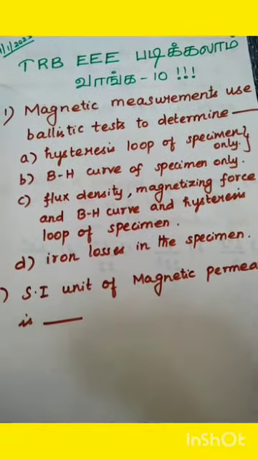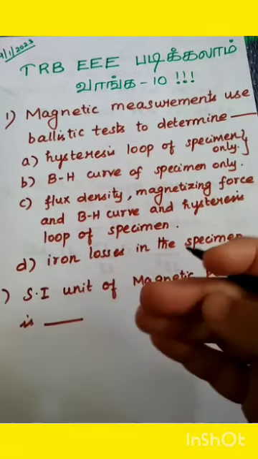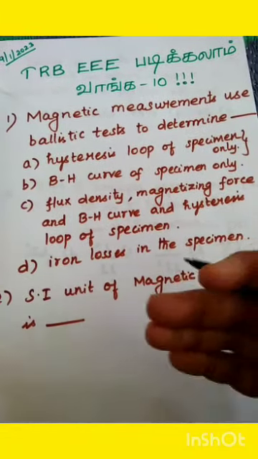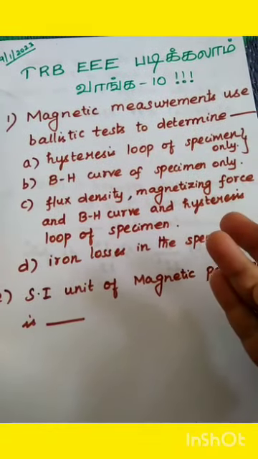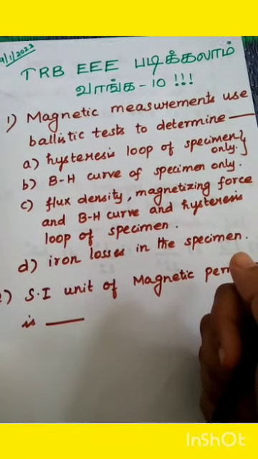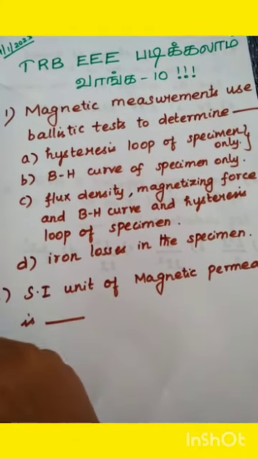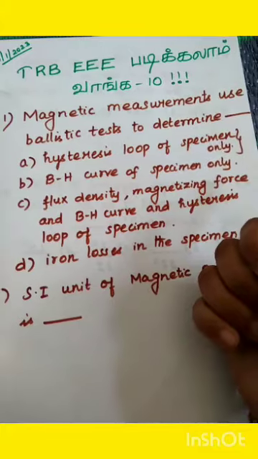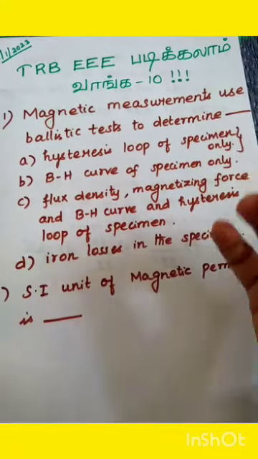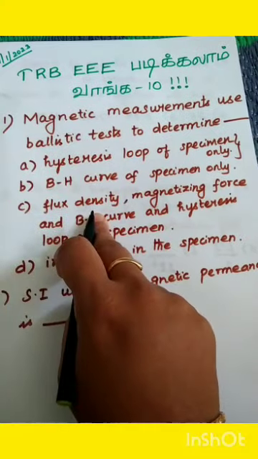The magnetic measurements are things like the flux density, the BH curve, hysteresis loop, and the magnetizing force H. Everything is done by tests like DC test, AC test and steady state test. The DC test is otherwise called the ballistic test. By means of the ballistic test method, we can measure the flux density, magnetizing force, BH curve and hysteresis loop of the specimen. So we have to select option C.